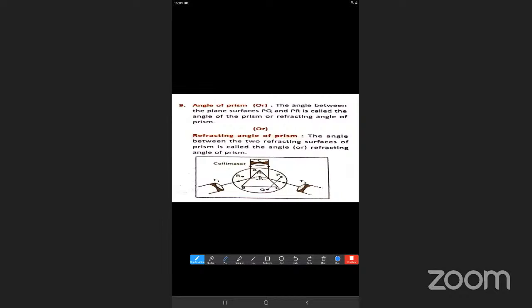And next, angle of prism or refracting angle of prism. Here, the angle between two plane surfaces PQ and PR is called the angle of the prism or refracting angle of the prism. Here, this is PQ or this PR. This is called angle of prism. Or the angle between the two refracting surfaces of the prism is called angle or refracting angle of prism.